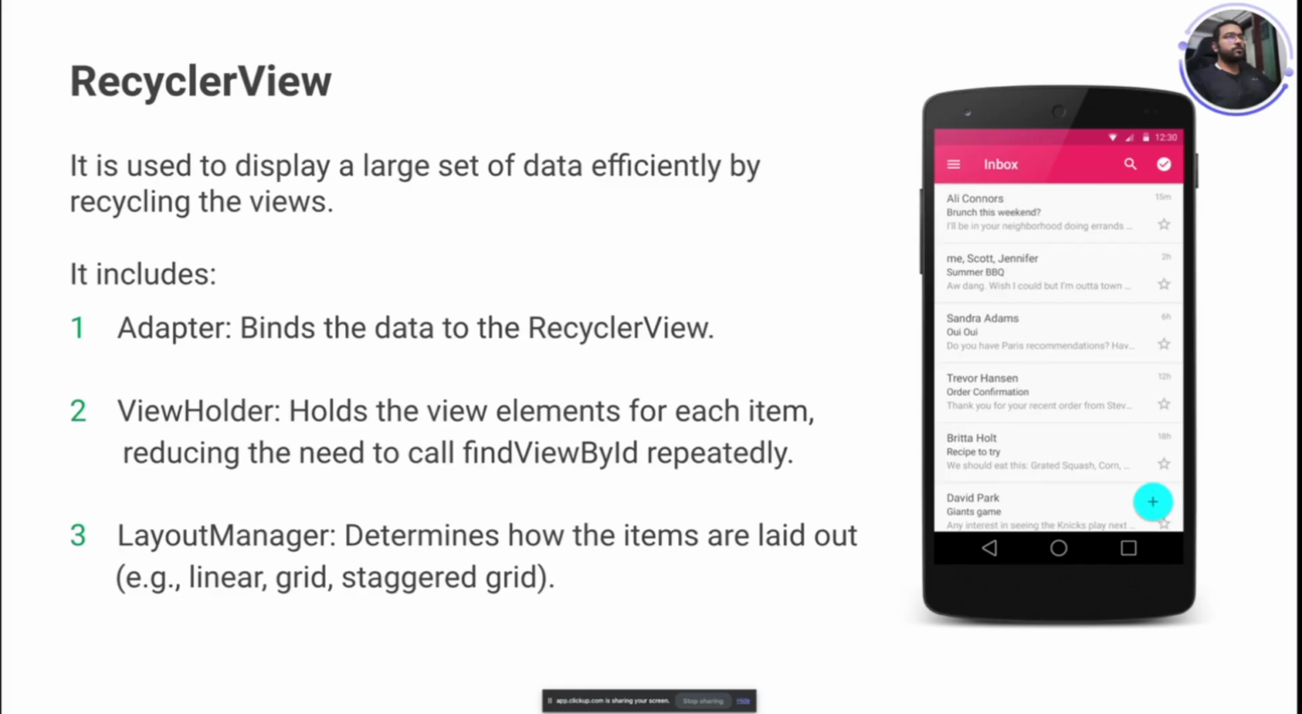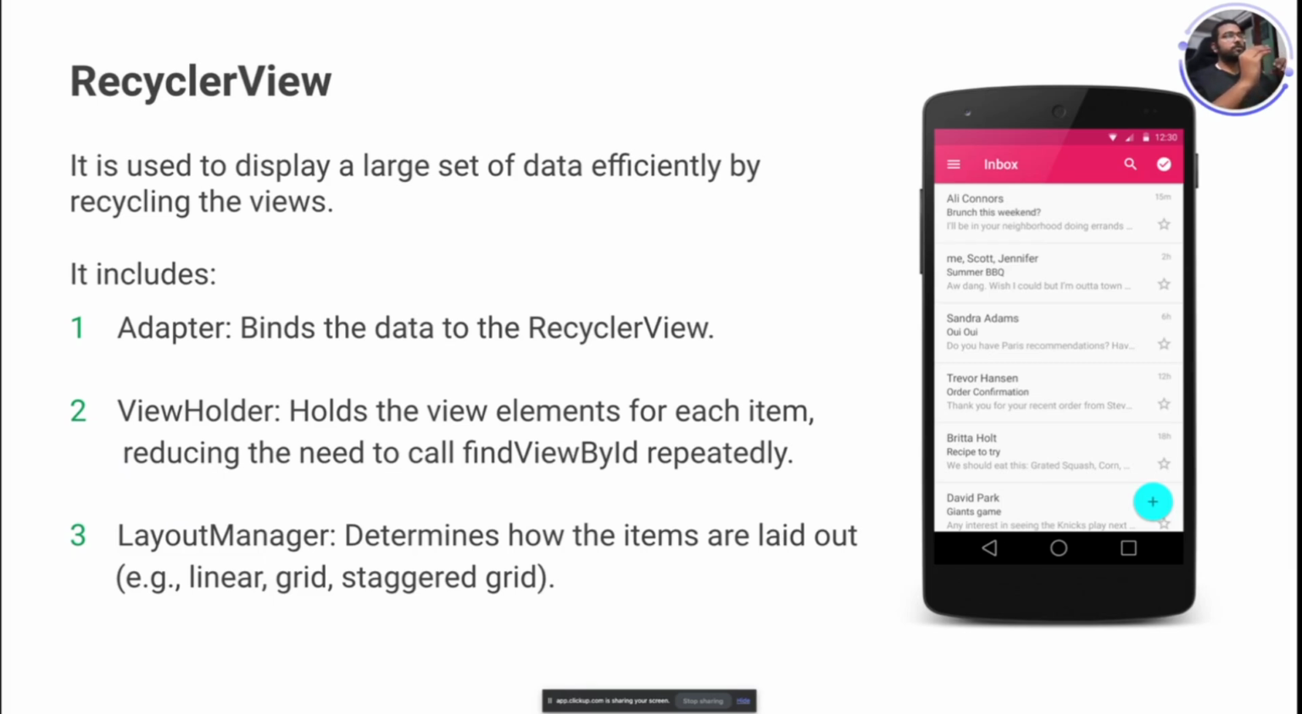Let's begin with the first question, that is what is recycler view. So a recycler view is used to display a long list of data. The Android device cannot show a long list of data at the same time. You cannot load all the data in the memory at the same time. So we use the concept of recycling.